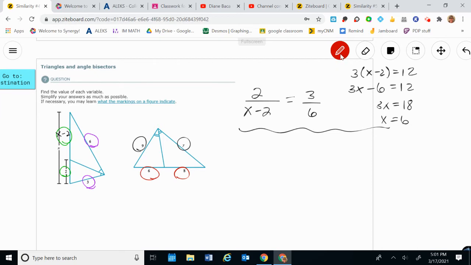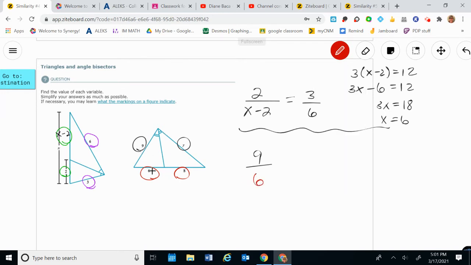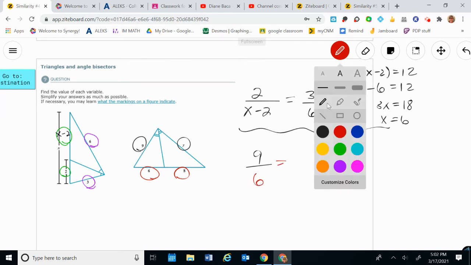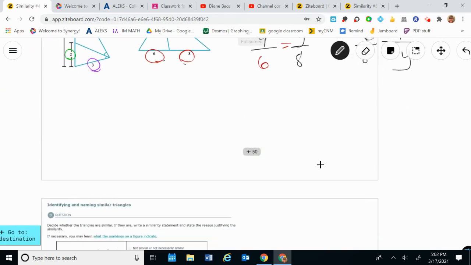So you can also do black over red, as long as you know what you're doing. Like I could have done black 9 over red 6, because they're on the same triangle, is equal to black y over red 8. That works too, okay? That's going to be the same thing as if I did 6 over 8 is equal to 9 over y. You see, 6y equals 72, 6y equals 72. Same thing. All right, moving on.